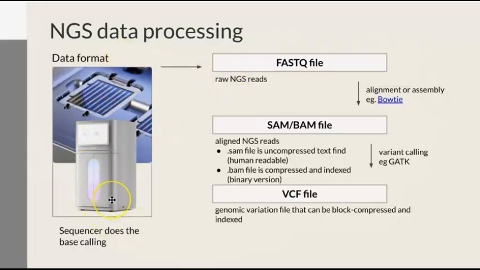So this is the sequencer here. It does the base calling. You get back what's called a FASTQ file, and you're going to want to align the FASTQ file, and you'll end up with what's called a SAM file or a BAM file. You then take that SAM or BAM file, you do a few more things to it, and then from there you can decide what it is that you want to do.